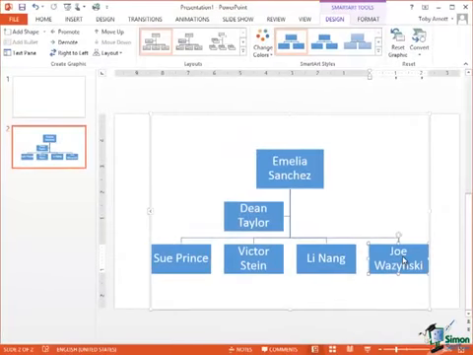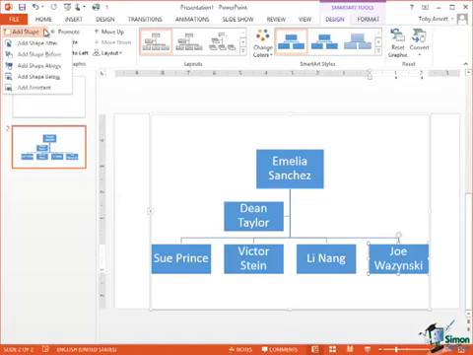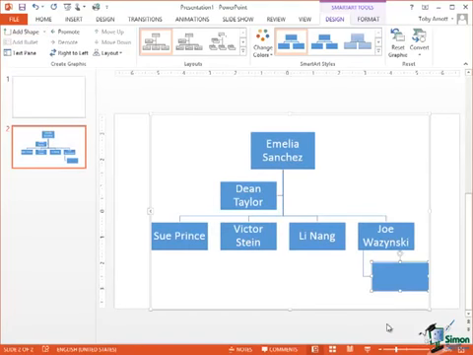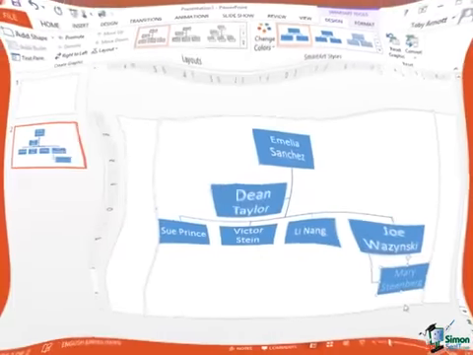So again, if I now have Joe selected and I decide that Joe is going to have a person reporting to them, not an assistant but somebody that works for Joe, again make sure Joe's selected, click on the drop down next to Add Shape, do Add Shape Below, and I'll get somebody who's going to report to Joe.